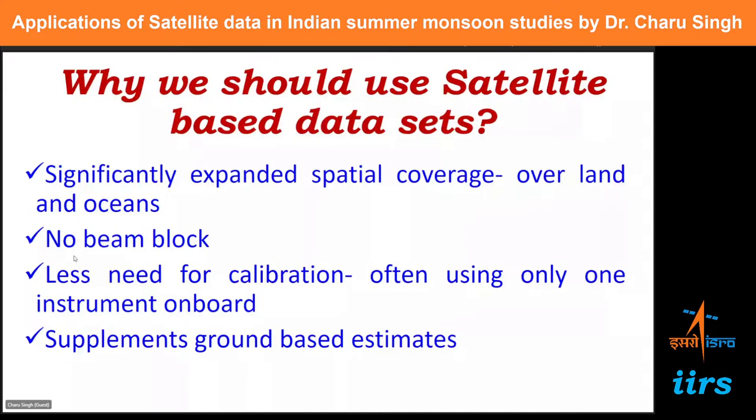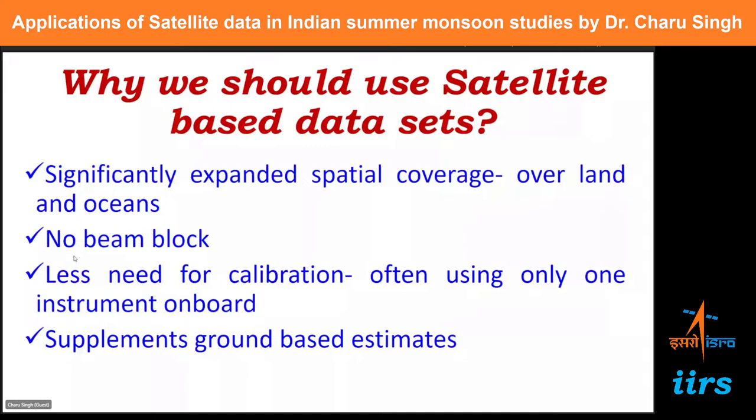If we use only ground-based measurements like rain gauges or the AWS, as you have seen in yesterday's lecture, the ground-based network is patchy and not homogeneously distributed. Therefore, at some locations we miss the observations.